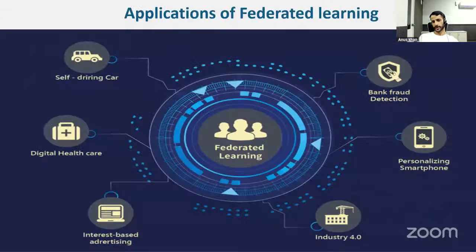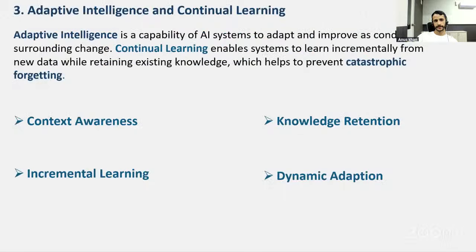What applications are using federated learning? Guys, as I mentioned in my previous slide, federated learning plays a vital role because while training the model, it makes sure the end-user data remains on the IoT devices. So that's why many critical applications are using federated learning, like autonomous vehicles, digital healthcare, industry-based advertising, personalizing smartphones, and bank fraud detection, and many other critical applications which are not included here but use federated learning. Moving to the next slide.